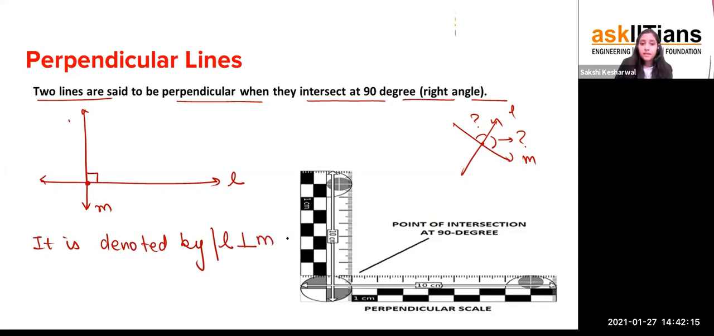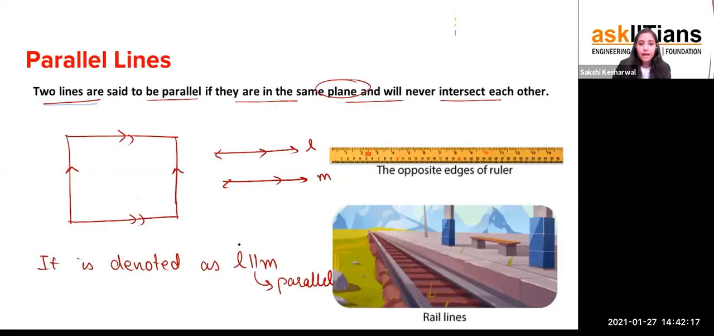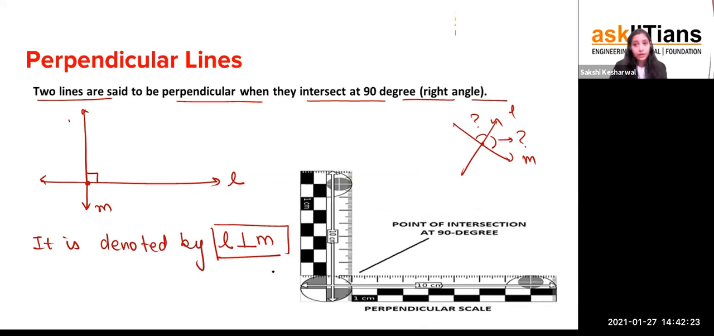These are the small basic symbols that you should remember. For parallel lines, this is the small symbol. For perpendicular lines, you write L is perpendicular to M. So we say this is perpendicular, perpendicular. If you see this figure, they have taken two scales and put them at 90 degrees to each other. This is an angle. Two lines are said to be perpendicular when they intersect at 90 degrees, and it is denoted by L is perpendicular to M.